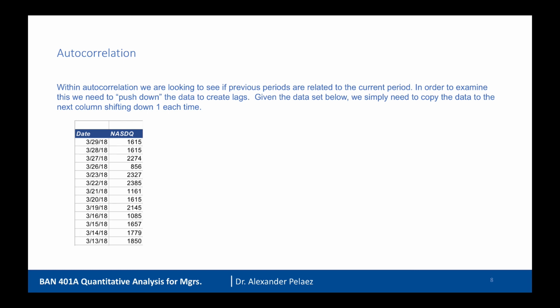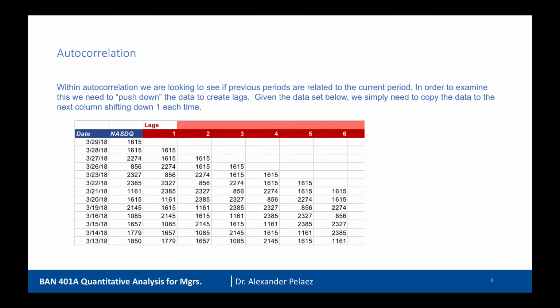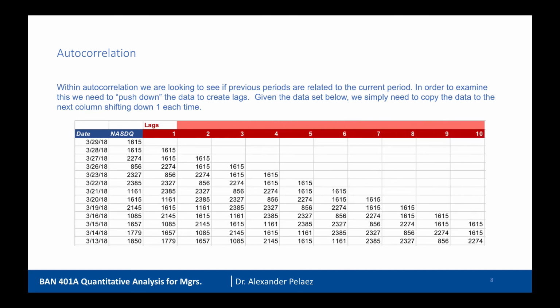Another measure to determine the randomness is to see if previous periods are related to the current period. In order to examine this, we're going to need to push down the data and create what are called lags. So in this data set, you can see that the lag is created. A lag 1 means we're pushing the data set down, and in Excel, we're just copying the data one row down. A 2-period lag would push it down 2 cells, a 3-period lag 3 cells, and so forth. In this example, we have a 10-period lag.